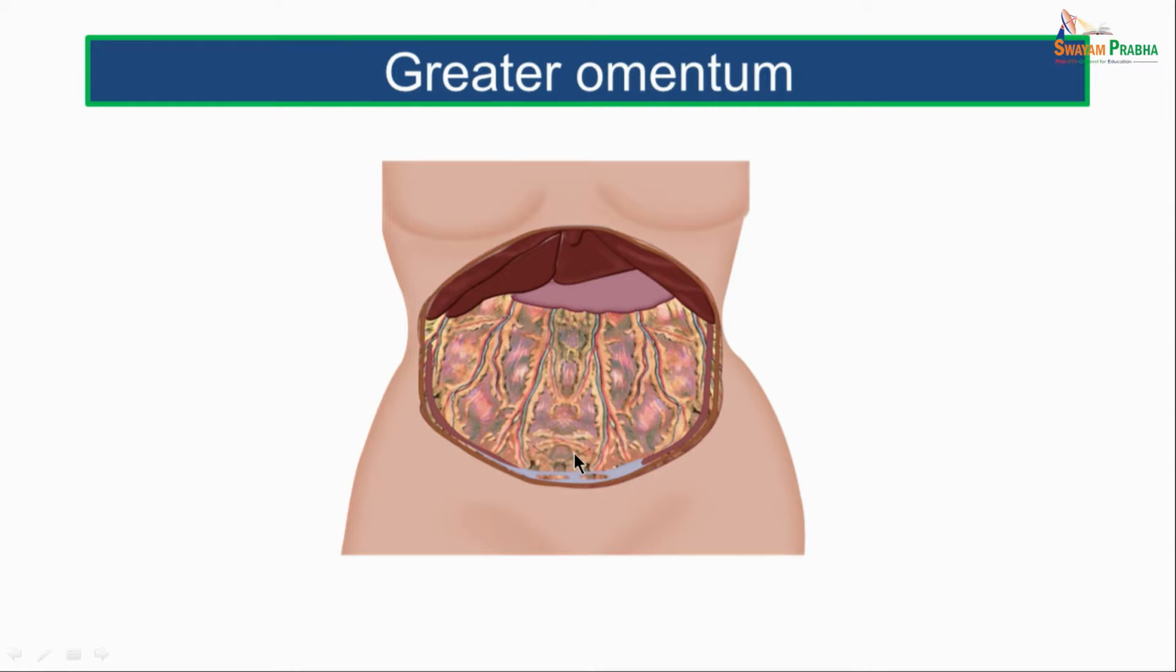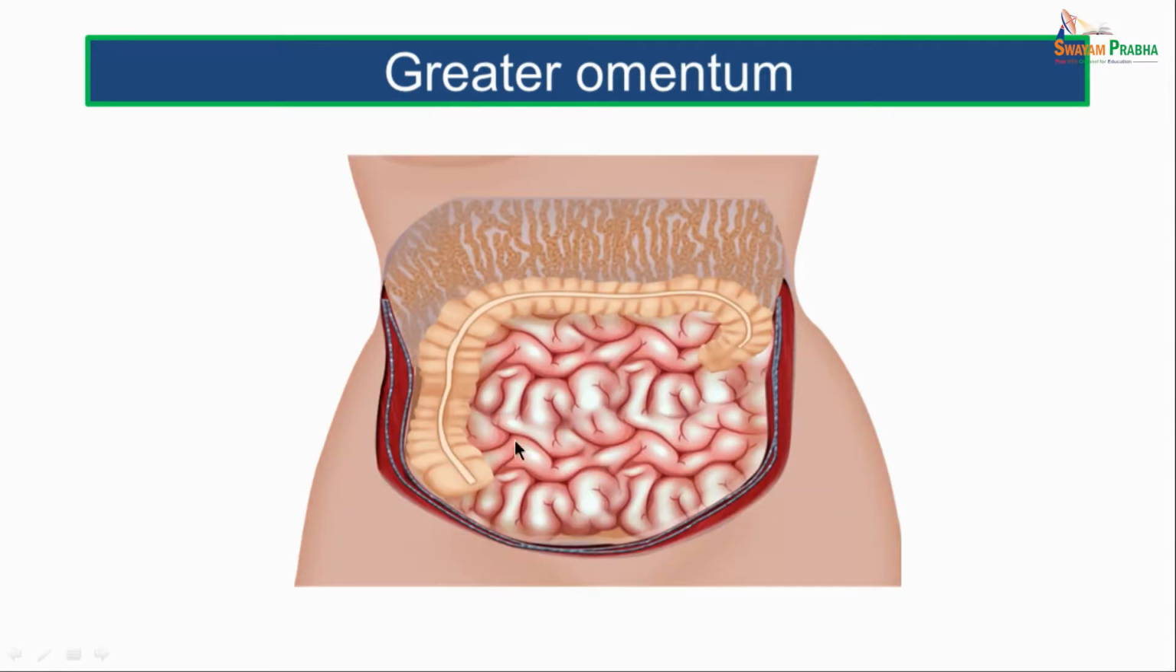So, once we lift up this greater omentum, we can see the posterior most layer of greater omentum, that is the fourth layer, to which is plastered the transverse colon, and more posteriorly lie these coils of small intestine that are covered by the greater omentum. Those were the peritoneal relations of stomach.